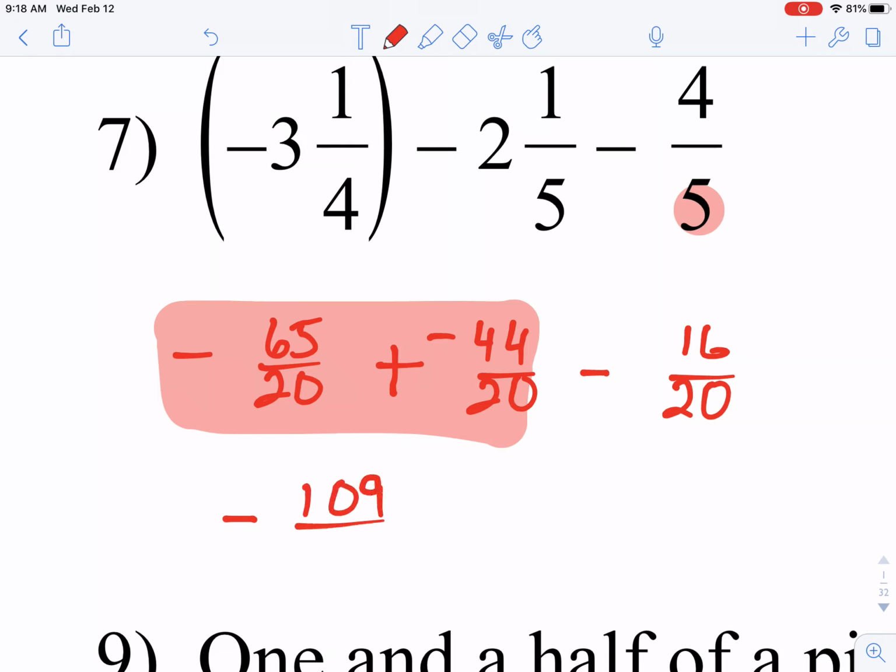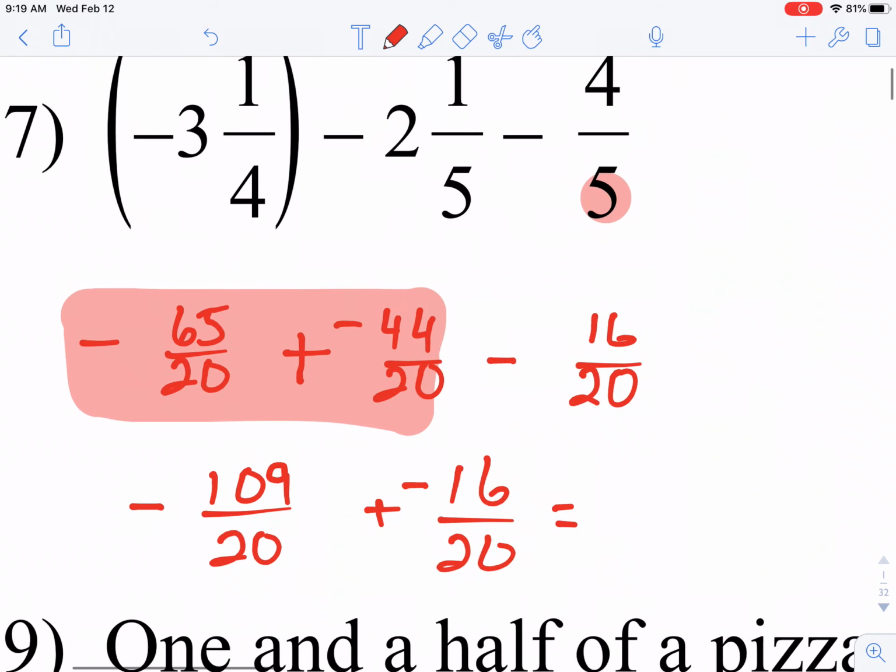Again, if you're not sure how to do that, you're more than welcome to use Desmos. Bring down your minus sign and 16 over 20. And then we're going to do the same thing again here. I'm going to change this to an addition sign and move that to a negative. They now have the same sign. I can add and keep the sign. So 109 plus 16 is 125. We keep the negative sign.